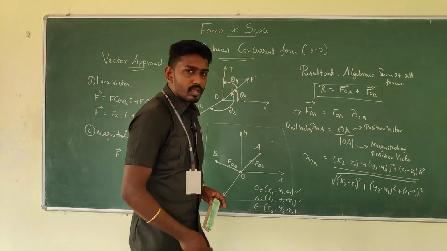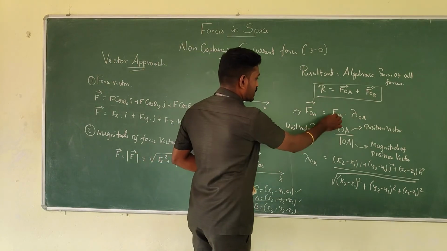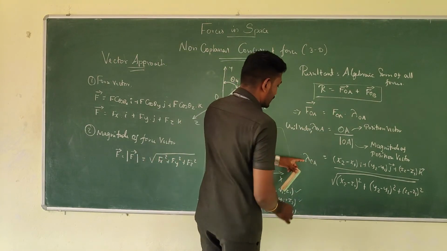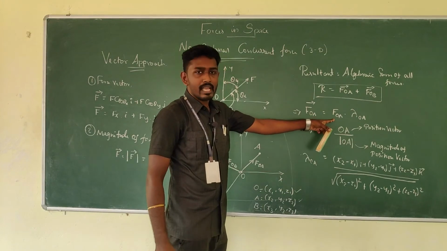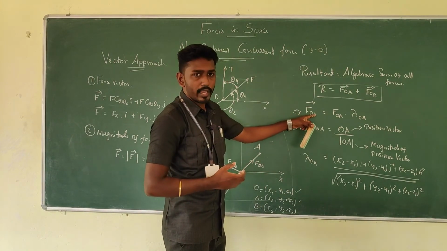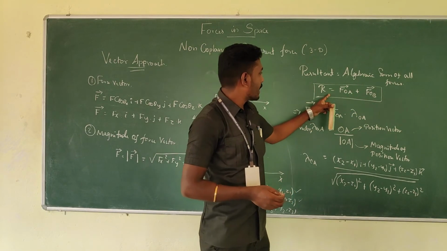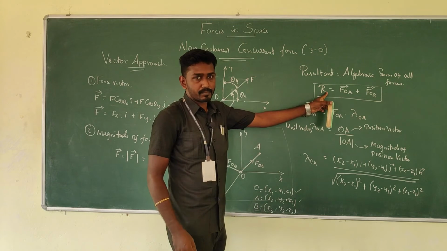Now in a similar way, if you multiply the magnitude of FOA with this lambda OA, you will get the value of the force vector of OA. Similarly, you need to find the answer for FOB. Then you can get the resultant force.